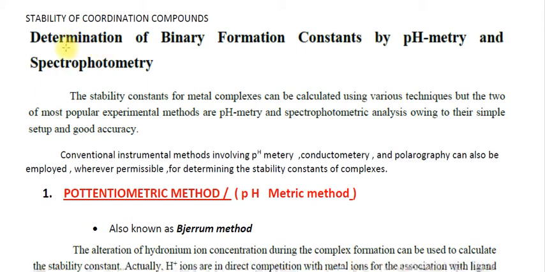Let us discuss the next topic in coordination chemistry, that is the determination of binary formation constants by pH metry and spectrophotometry, or otherwise called the determination of stability constant of the metal complexes by two methods. One is the pH metry and the other is the spectrophotometry.